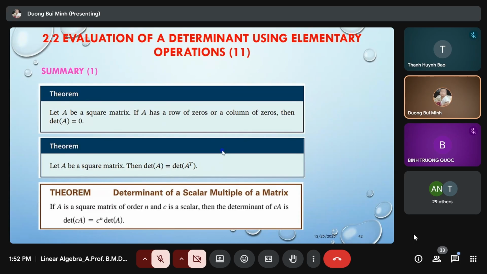Summary. Let A be a square matrix. If A has a row of 0 or a column of 0, then the determinant is 0. And the determinant of A is equal to the determinant of the transpose of A.